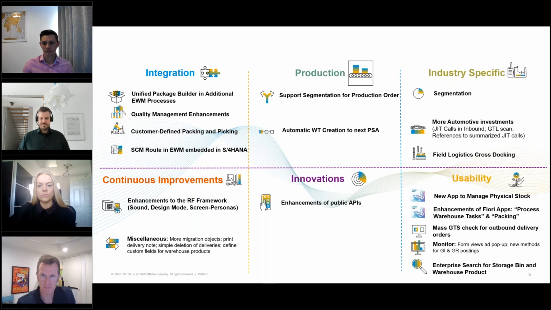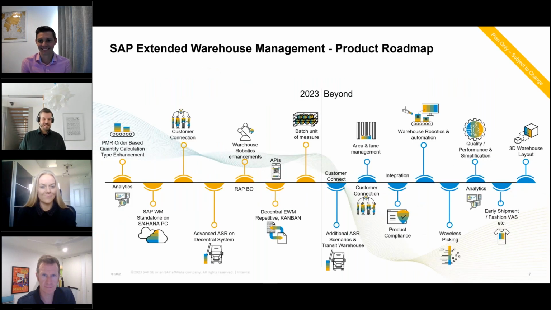Okay, let's go to the roadmap. Yeah, still we have quite a comprehensive roadmap in front of us. So we do smaller round-offs related to a customer connect session, which we offered last year. So we are now in the implementation phase of this customer connect. One point is basically the PMR order-based quantity calculation, for example, which we will deliver, and those things usually delivered via the OSS notes.